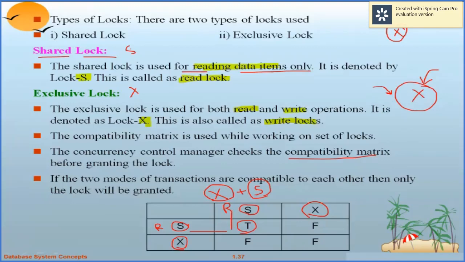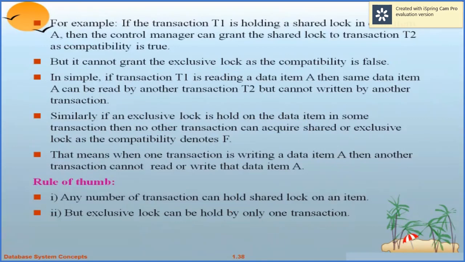So let's try to understand the same compatibility matrix in a detailed manner. So you see, if transaction T1 is holding a shared lock on the data item, then the control manager can grant a shared lock to transaction T2 also, isn't it? That's just now what we have discussed. And in the same way, but it cannot grant an exclusive lock as the compatibility matrix is false.